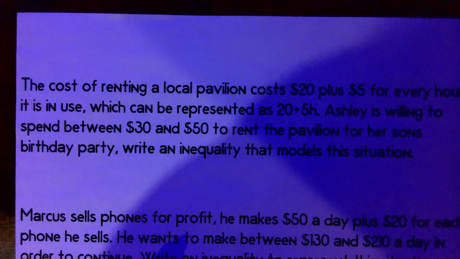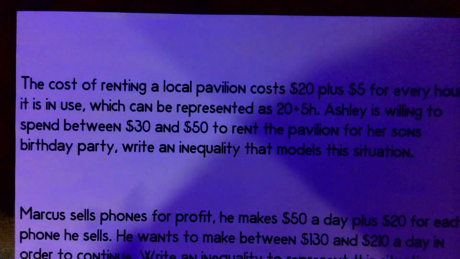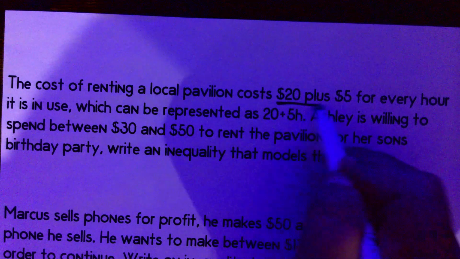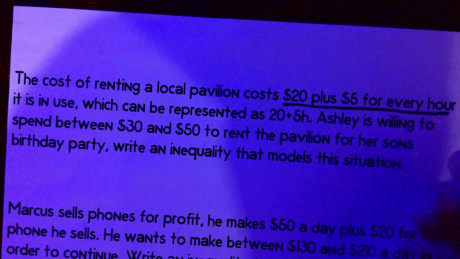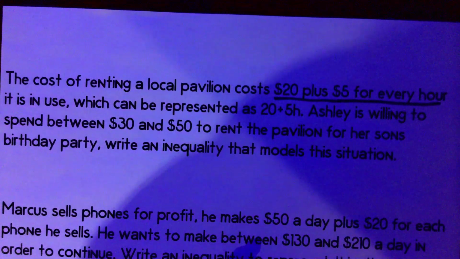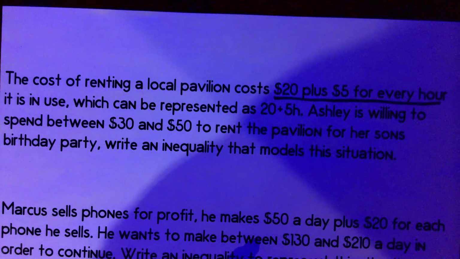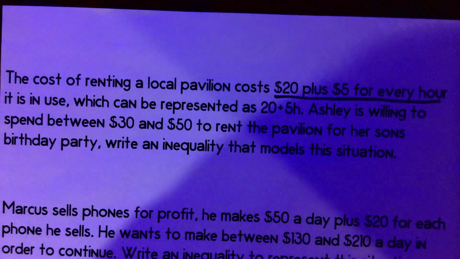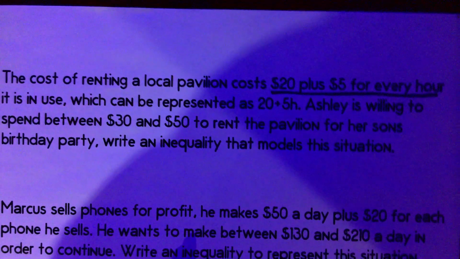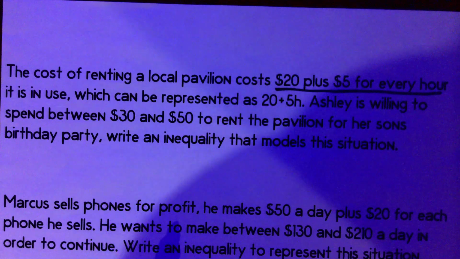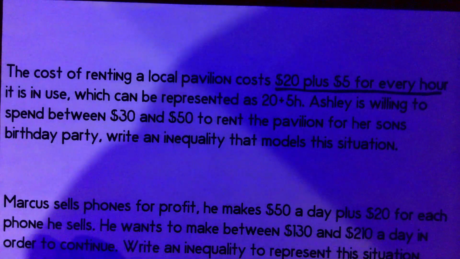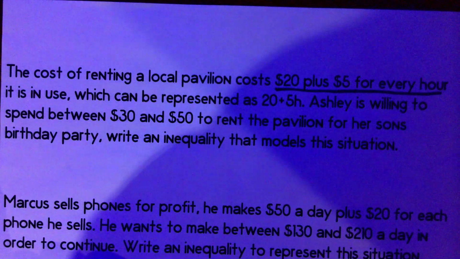The cost of renting a local pavilion is $20 plus $5 for every hour it is in use, which can be represented by 20 plus 5h. So that's convenient. It gives us the expression. Ashley is willing to spend between $30 and $50 to rent the pavilion for her son's birthday party. Write an inequality that models this situation.